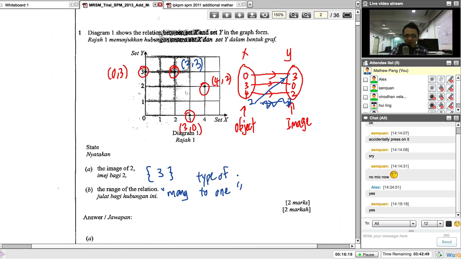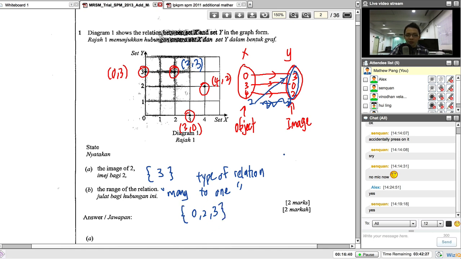Range of relation is all the points over here that can pair with an object. We call it the range. So the range over here is just 0, 2, and 3. That's all.